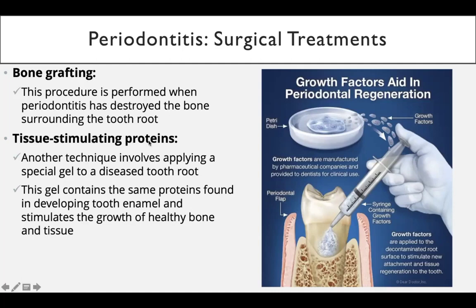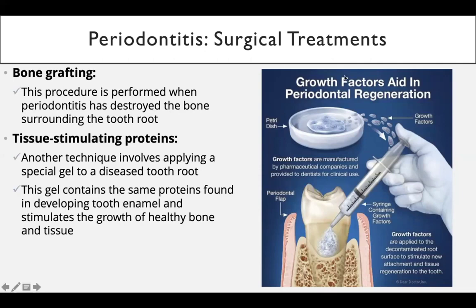And then tissue stimulating proteins, which stimulate the tissue. Another technique involves applying a special gel to the diseased tooth root. This gel contains the same proteins found in developing tooth enamel and stimulates the growth of healthy bone and tissue. So this is very easy to understand. There is a gel. The gel has some tissue stimulating proteins. It is given towards the apical part, the root part, and this gel has the same proteins which are present in the growing or developing enamel part of the tooth.